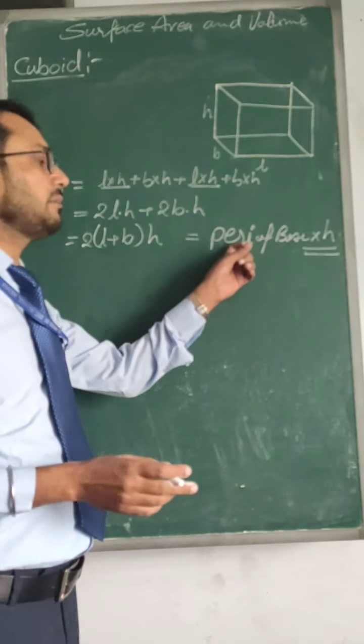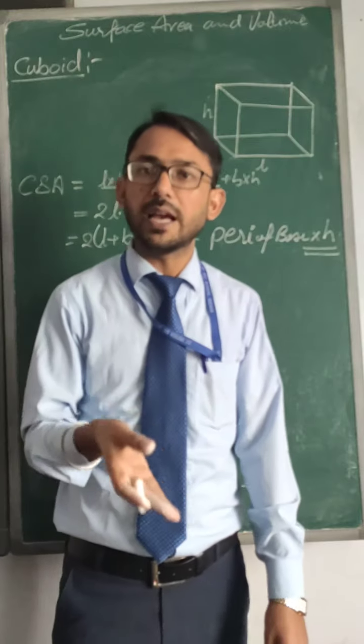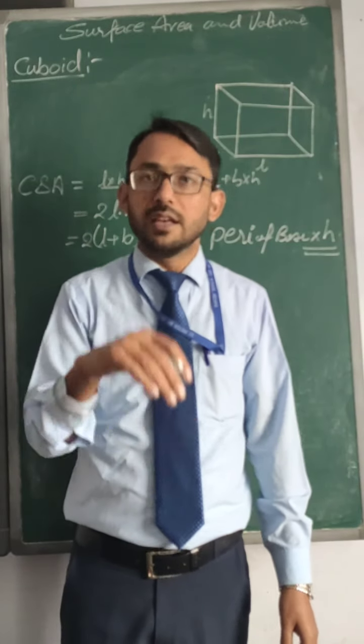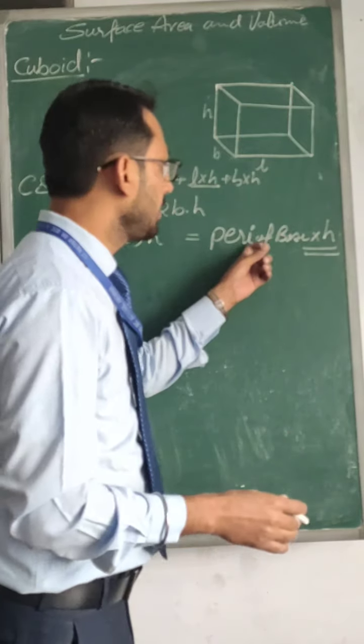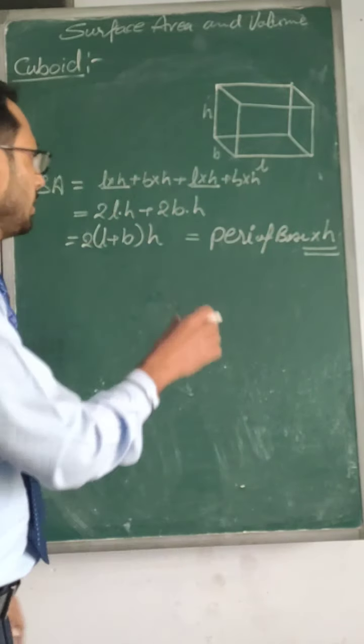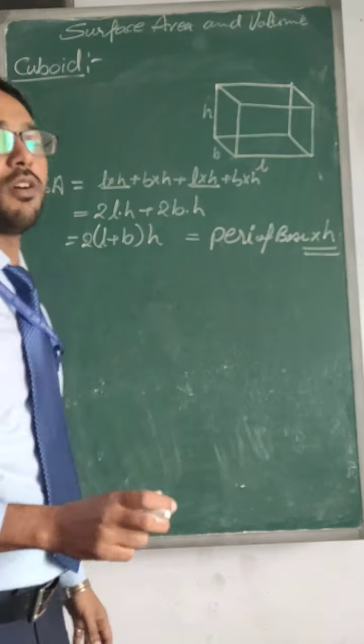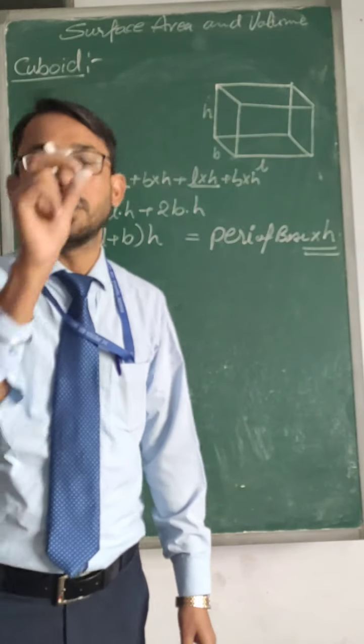Keep in mind, perimeter of base into height will be the curved surface area in the case of a cube as well as a cuboid, and also in the case of any regular figure.